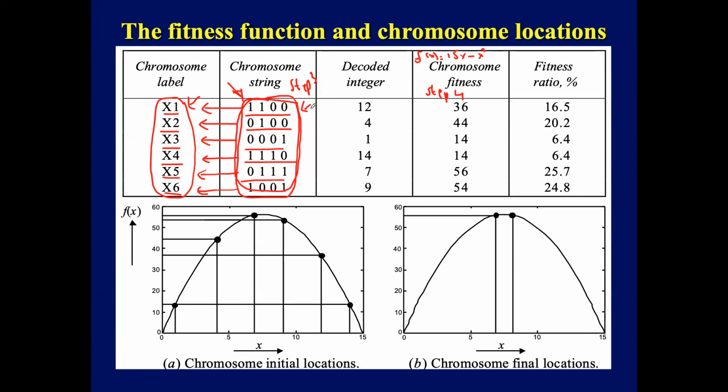To determine their fitnesses, we first have to convert them back to base 10, such that you have the x value here. So for example, this particular chromosome here, 1100, is 12. This 0100 is 4. 0001 is 1. 1110 is 14. 0111 is 7. 1001 is 9. Once we have that x, then we can feed that x into this expression, 15x minus x squared.